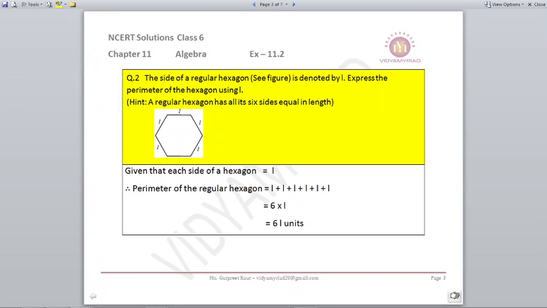Question number 2. The side of a regular hexagon is denoted by L. Express the perimeter of the hexagon using L. Now a hexagon is made up of 6 sides. They are talking about a regular hexagon, which means all the sides are equal. Like in an equilateral triangle, all the 3 sides are equal, in the same way in a hexagon, all the 6 sides are equal. So to find out the perimeter, either we will add all the 6 sides, L plus L plus L plus L plus L plus L, or the best way to write is 6 multiplied by L, which is equal to 6L units.